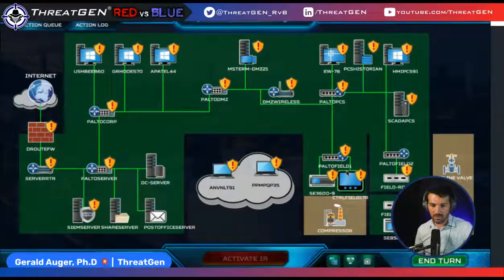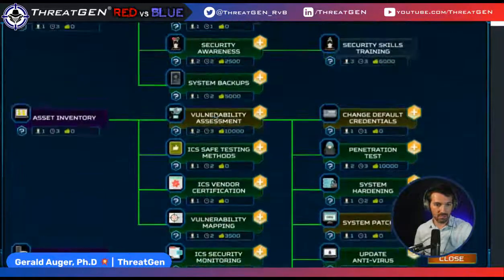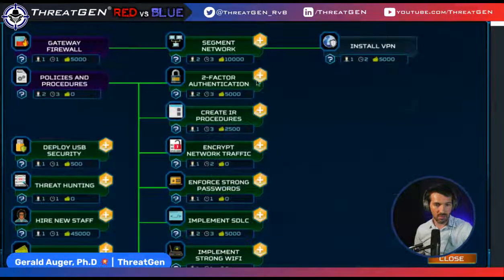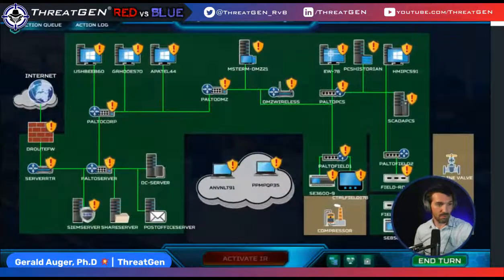All right. What are we doing here? So we've got 2 people, 40 grand. We should probably put 2-factor authentication in because that's incredibly valuable. Where is it? There it is. So that takes up a lot of my turns. Good grief.